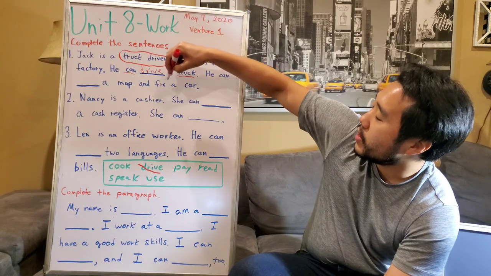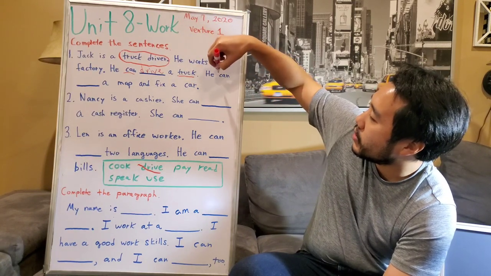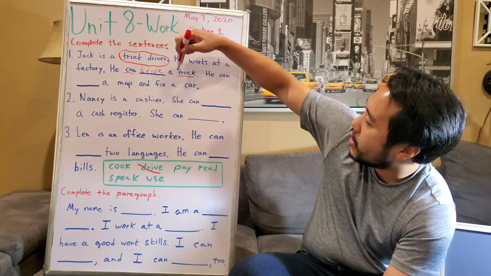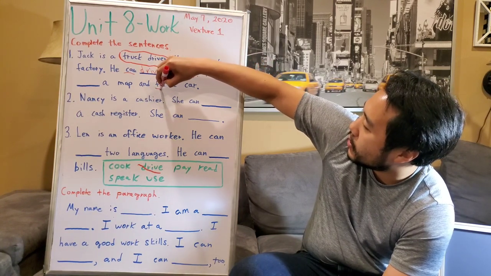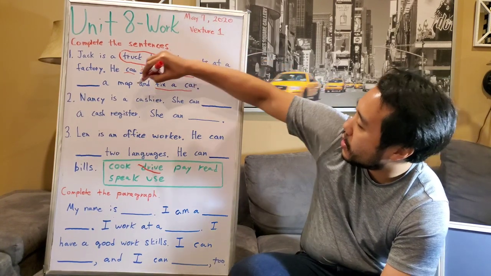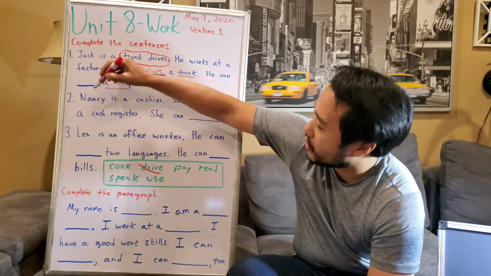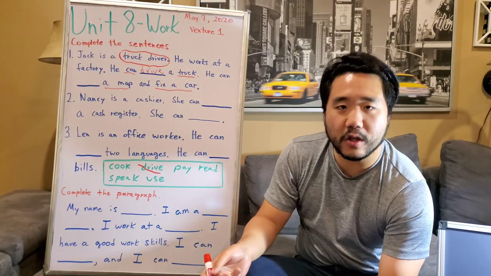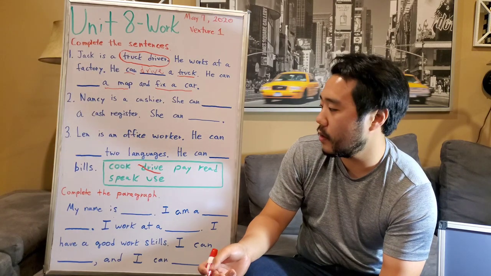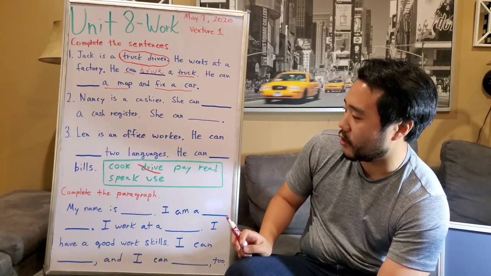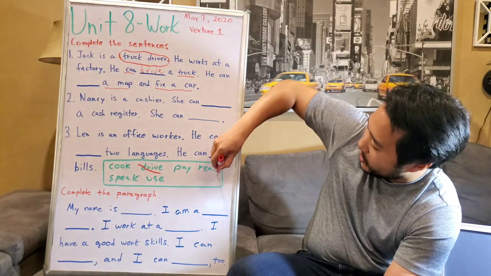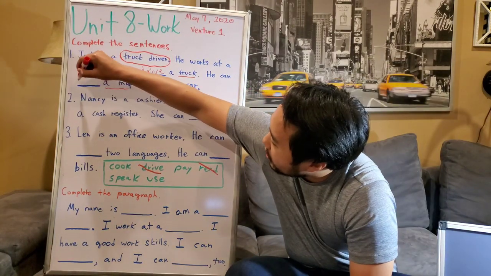And then he can blank a map and fix a car. So he has two more skills. One is to fix a car. And one is something, a map. So what can you do with a map? Can you cook it? Nope. Can you pay a map? No. But sure, we can read a map. So it's R-E-A-D.